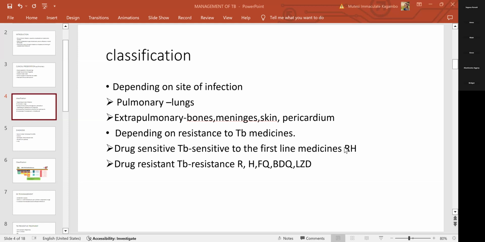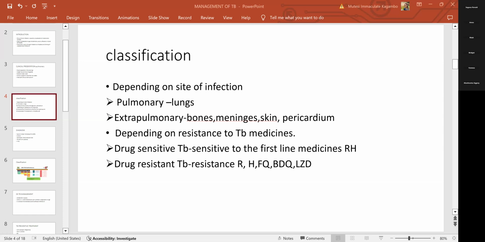Also, depending on resistance to the TB medicines, we could have drug-susceptible TB or drug-resistant TB. So drug-susceptible TB mainly are TB that are sensitive to the first-line medicines. The first-line medicines are mainly four. We have rifampicin, we have isoniazid, we have ethambutol, we have pyrazinamide. Those are the first-line medicines. But what we consider to be drug-sensitive TB is mainly sensitivity to rifampicin and isoniazid. Those are the two drugs that we consider.